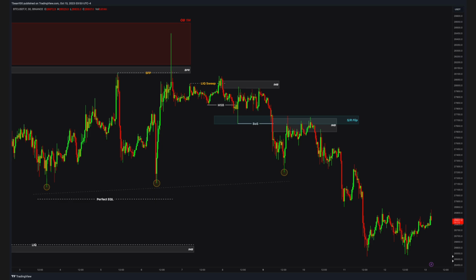Notice this extremely close 3 liquidity points, and also the previous week low and previous day low appeared on my chart.